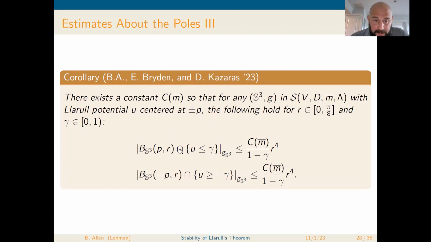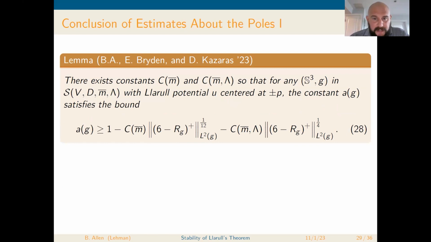So this round sphere ball is going to ensure that we're close to the pole in some quantified way with respect to r. And gamma you should think of as being something close to 1. So here we're saying if you're close to the pole and you're not close to 1, then we can estimate the volume of that set in some quantified way. And similarly on the opposite pole, if you're close with respect to the round sphere to the negative P and you're not close to -1, then we can quantify the volume of that set. It can't be all of the round sphere ball, basically. And that's important.